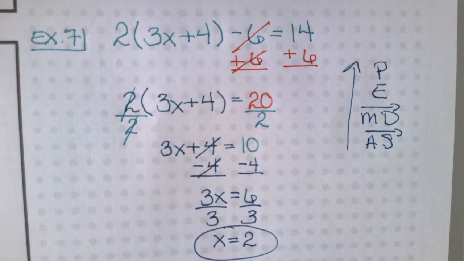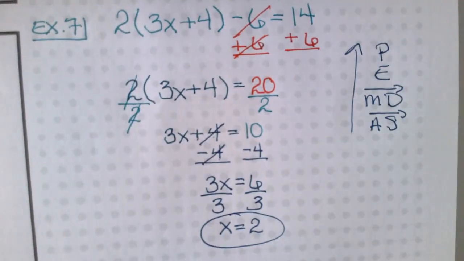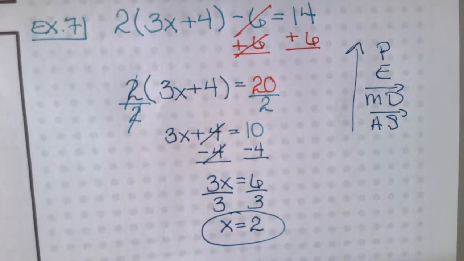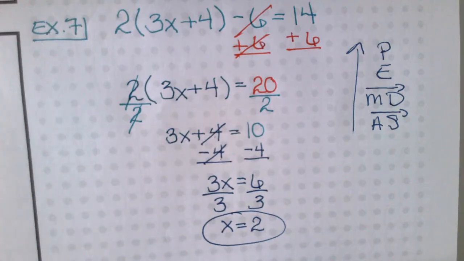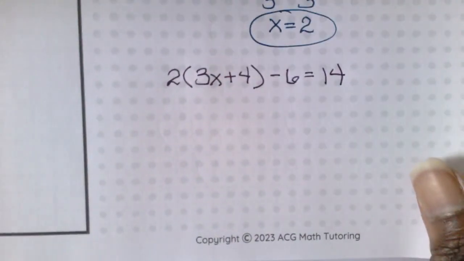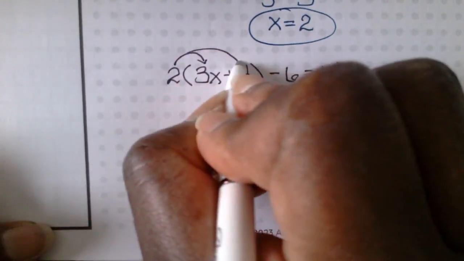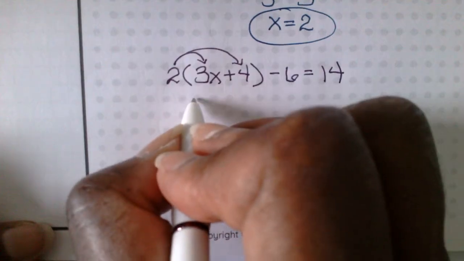Why couldn't it be 6x plus 8 minus 6? You can do that. That's the distributive property. So if I rewrote, you can have 2 times 3x plus 4 minus 6 equals 14. Remember guys, there's more than one way of solving. You can do the distributive property. There's nothing wrong with that. If that's your comfort, that's your comfort.